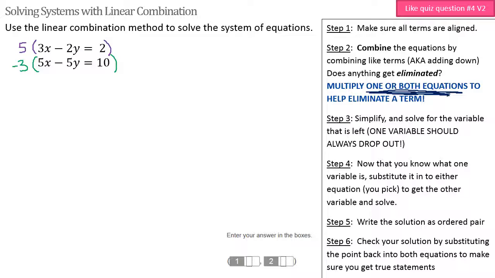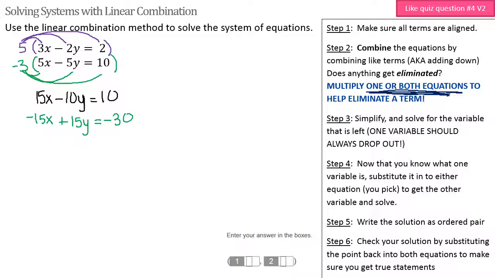Now we distribute each of those into all the numbers within our equation. That's going to give us positive 15x minus 10y is equal to 10. And on the bottom, what we're going to get is negative 15x plus 15y is equal to negative 30.